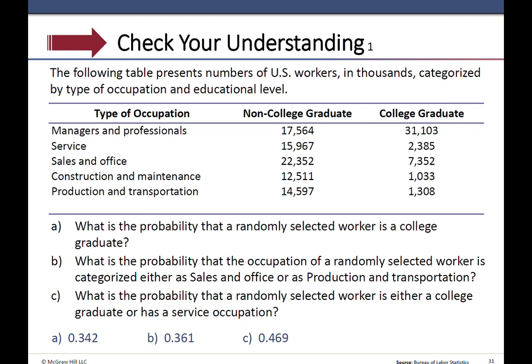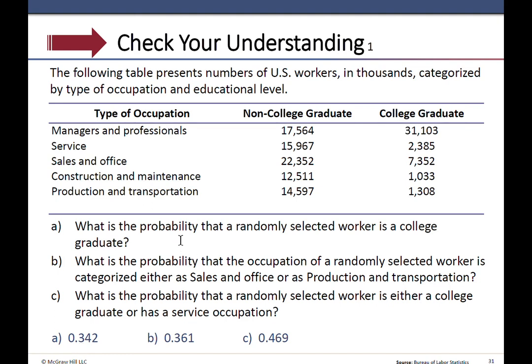What is the probability that a randomly selected worker is a college graduate? So first off, let's just start with that. You would add up all of the college graduates, and then you would divide it by the total. I'm not actually going to run through the totals here because I don't have them, but you would add up all the college graduates and then divide by the entire table total, and you should get 0.342.